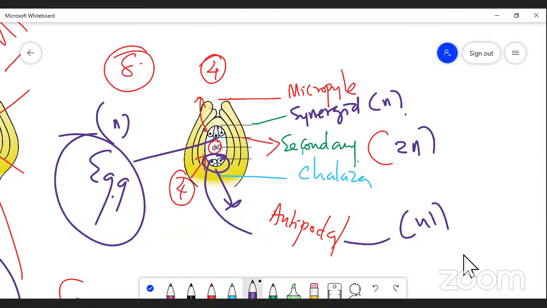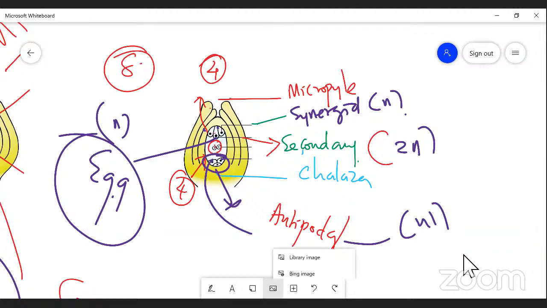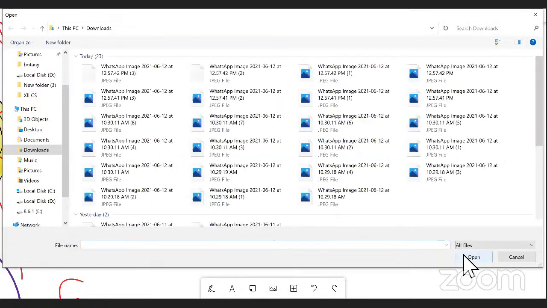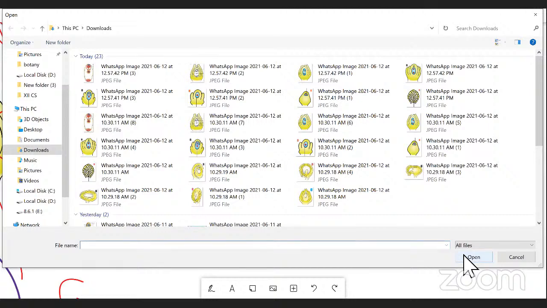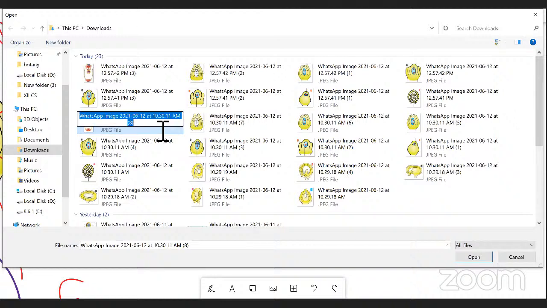Students, please remember, out of 8 nuclei, one nucleus each from the upper side and the lower side are fused to form a secondary nucleus. Now, this is the development of a female gametophyte. Next, I am going to show you the entire development of the embryo sac. The final touch, that is the final diagram. This is a female gametophyte.